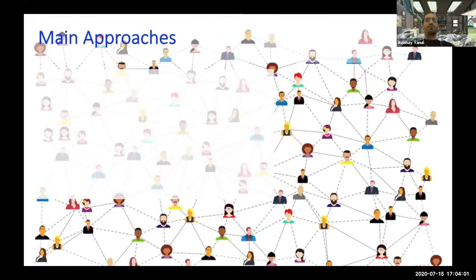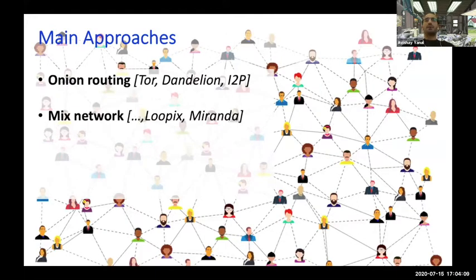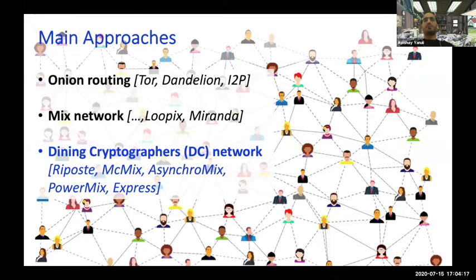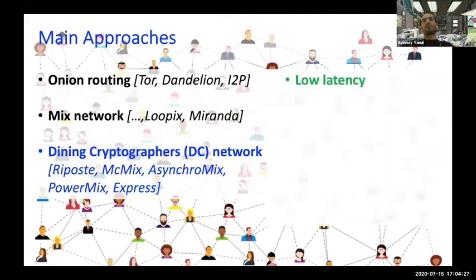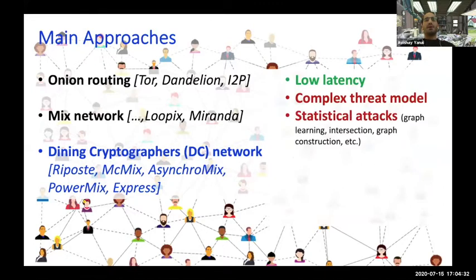So there are three main approaches to solve anonymity. We have onion routing, which relies on onion encryption. We have mix networks, where each mixer collects a bunch of messages and transmits them in a shuffled manner. And we have DC networks, which propose a theoretical way to obtain strong security guarantees, even against a global network adversary. The first two typically benefit from low latency. However, they usually rely on a complex adversarial model. They are also prone to statistical attacks that depend on the network topology and corruption strategy.